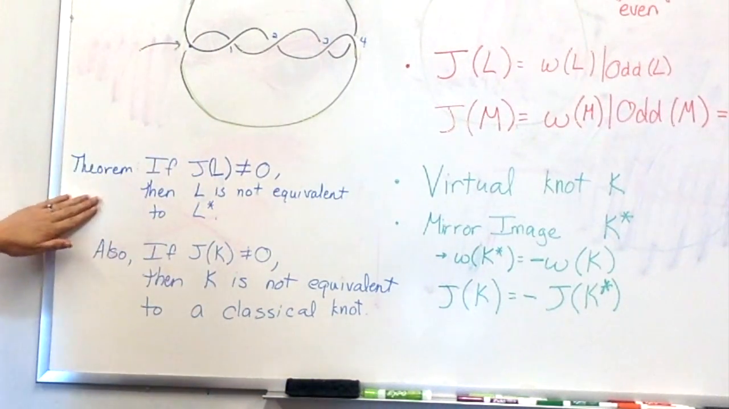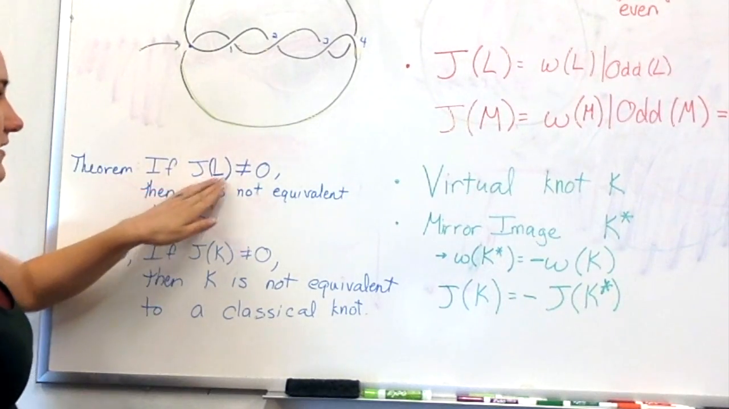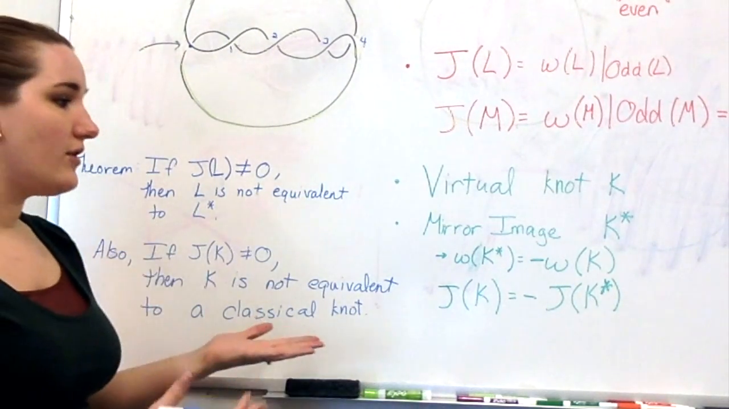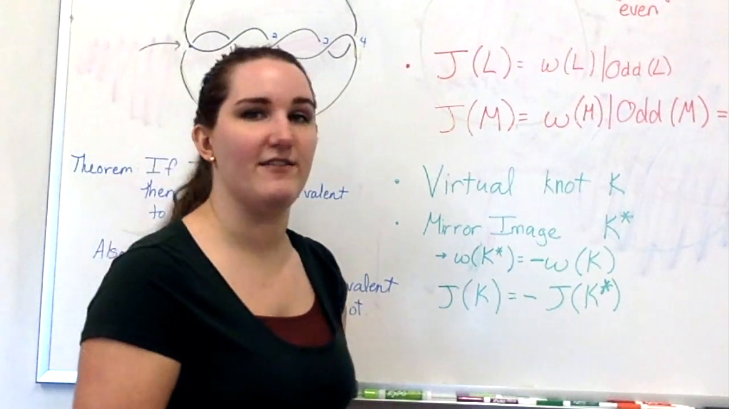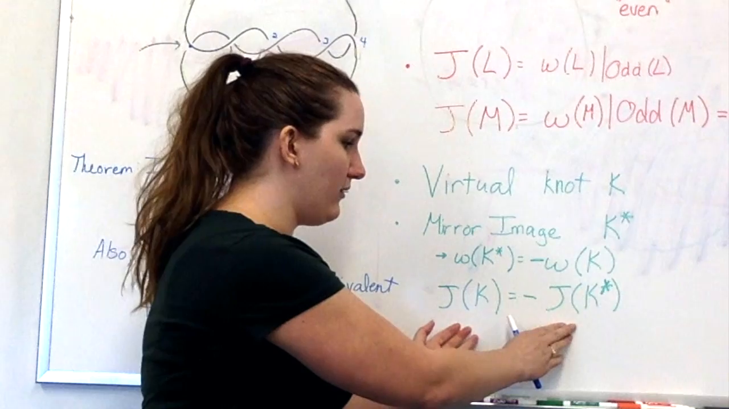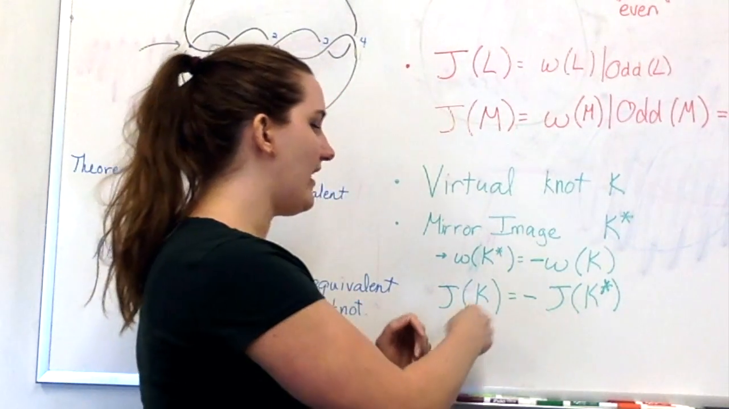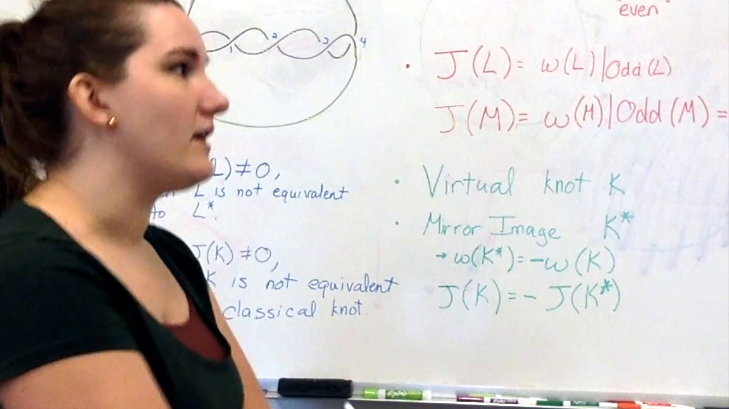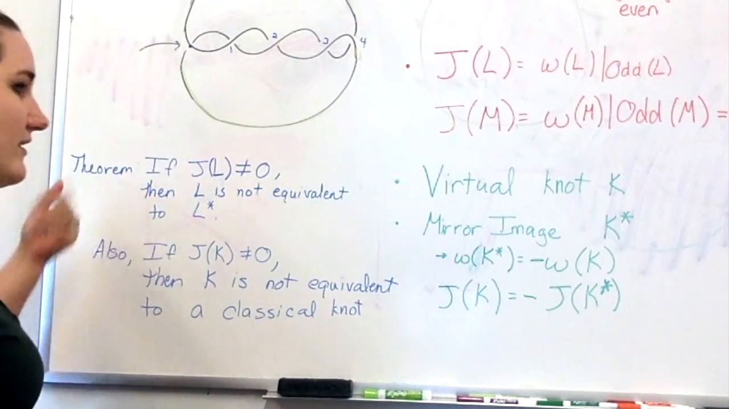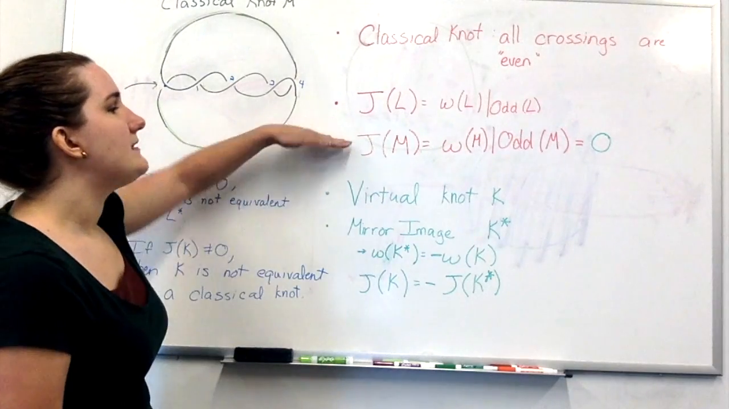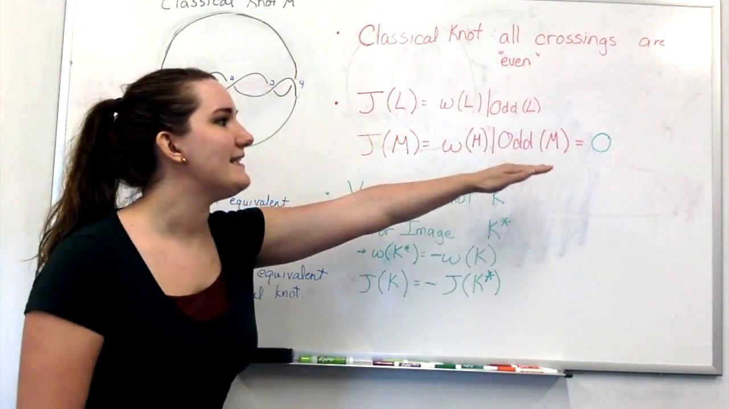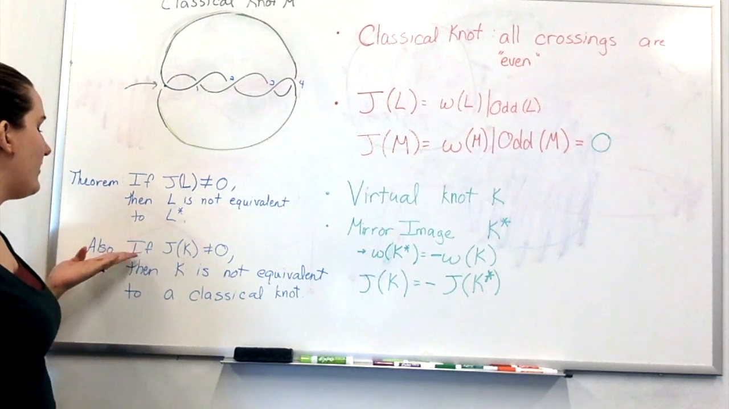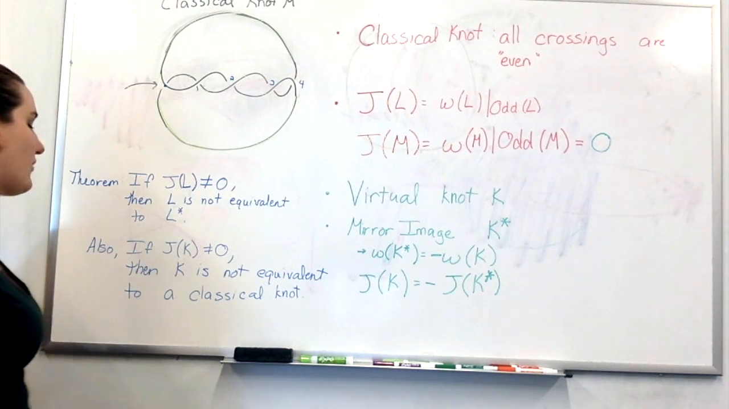So let's bring that back over to the theorem. If the J of L is not equal to 0, then L is not equivalent to L star. Well, looking over here, J of K is the opposite of J of K star. The only time that is true, if these are the same, is if J of K and J of K star are both 0. Otherwise, they're just opposites of each other, so they could not be the same if they were not 0. So this part of the theorem has been proven. This statement over here, J of M equals 0, is actually the contrapositive of this statement over here, which means that we have proved it. So we know that if J of K does not equal 0, then K is not equivalent to a classical knot.